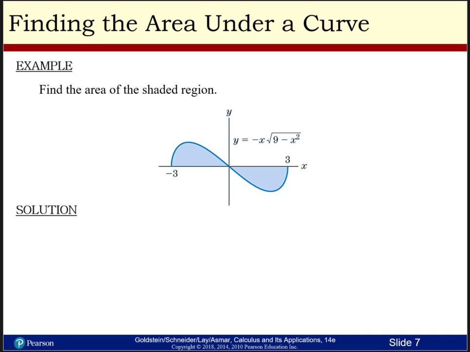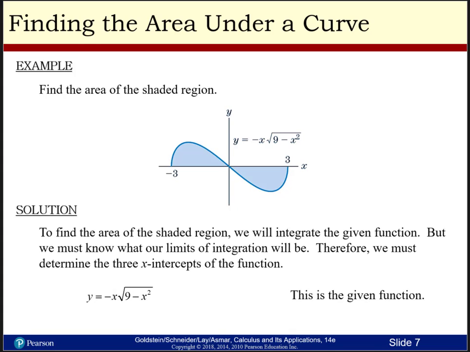So let's find the area of the shaded region. And we know that y equals negative x square root of 9 minus x squared. And we're going to do this from -3 to 3. So to find the area of the shaded region, we're going to have to integrate that given function. But we need to know what our limits of integration are going to be.